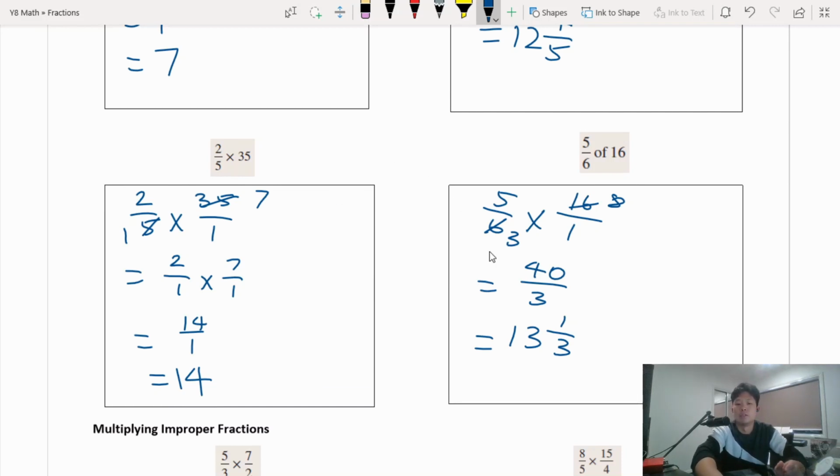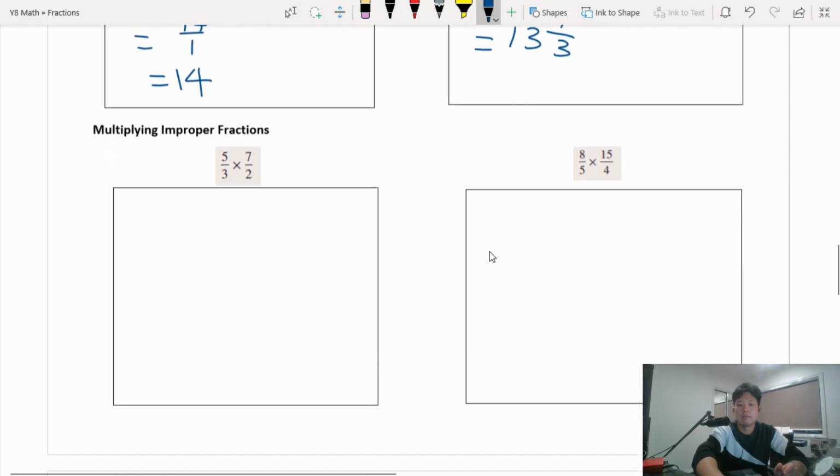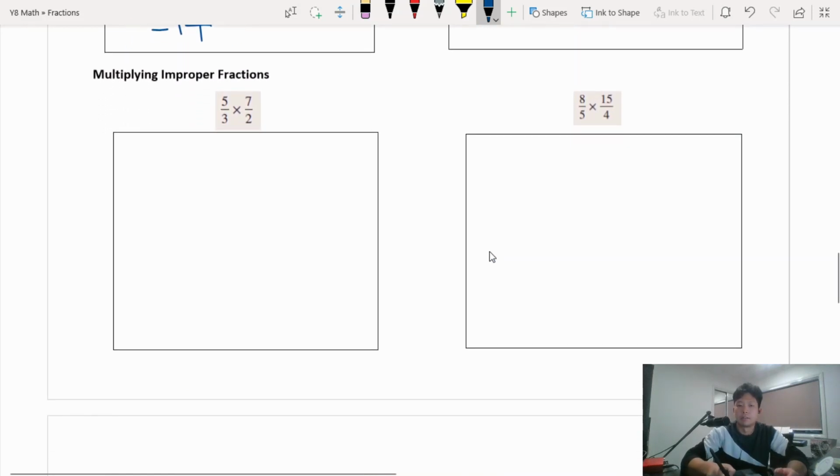Alright, now let's move to the last topic. We have multiplying improper fractions. So, this is the second last topic, sorry. When you multiply improper fractions, it's exactly the same as what we've been doing before. You multiply the top together and the bottom together, and always check if there's anything you can cancel first. So just pause it here and have a go at these questions first.